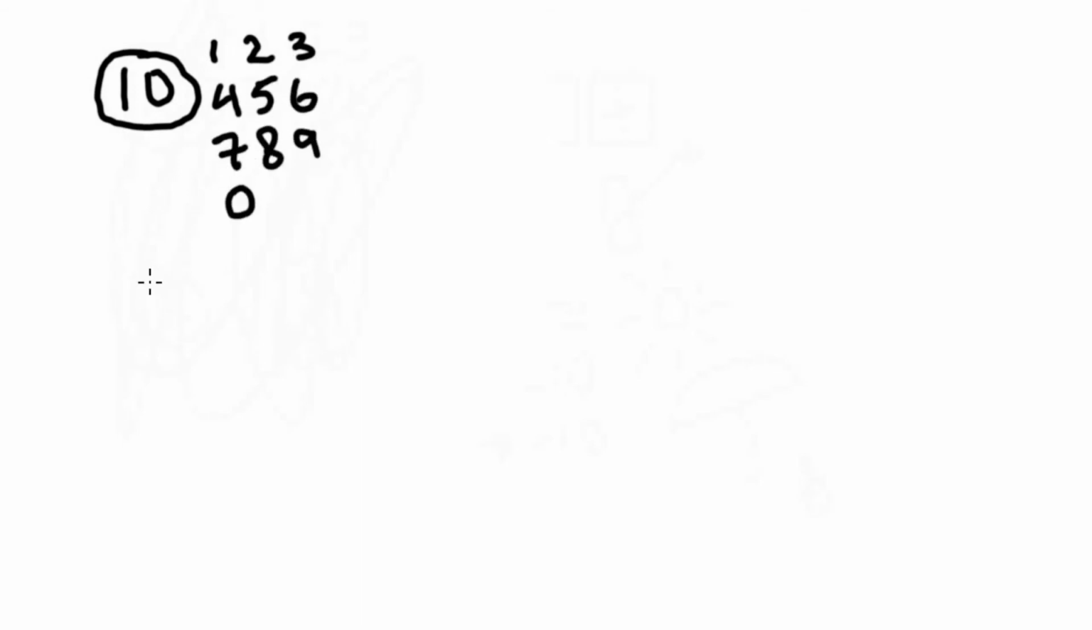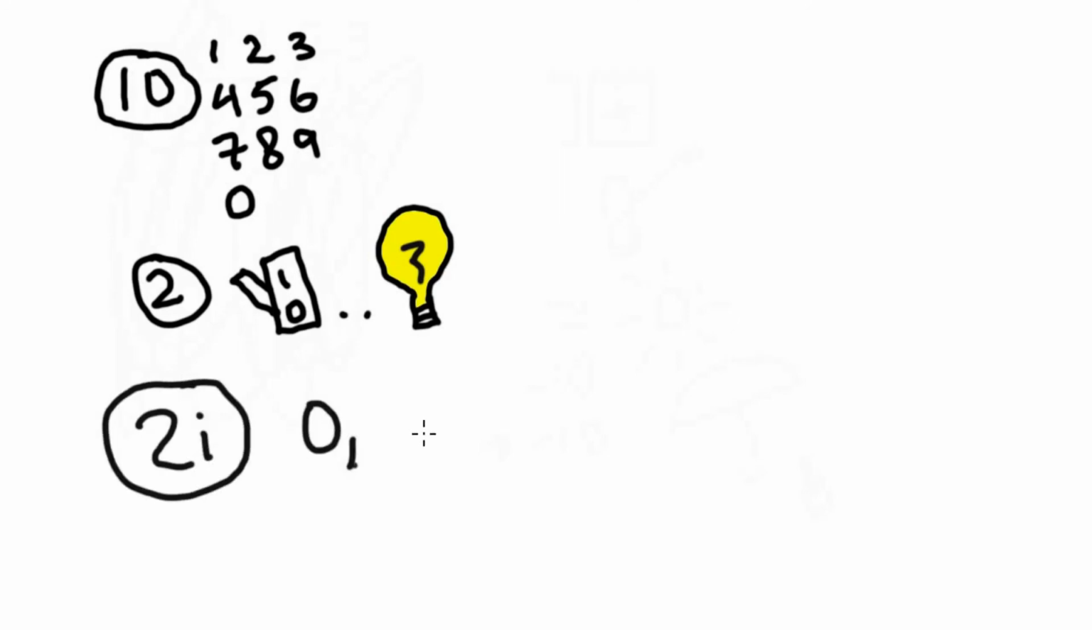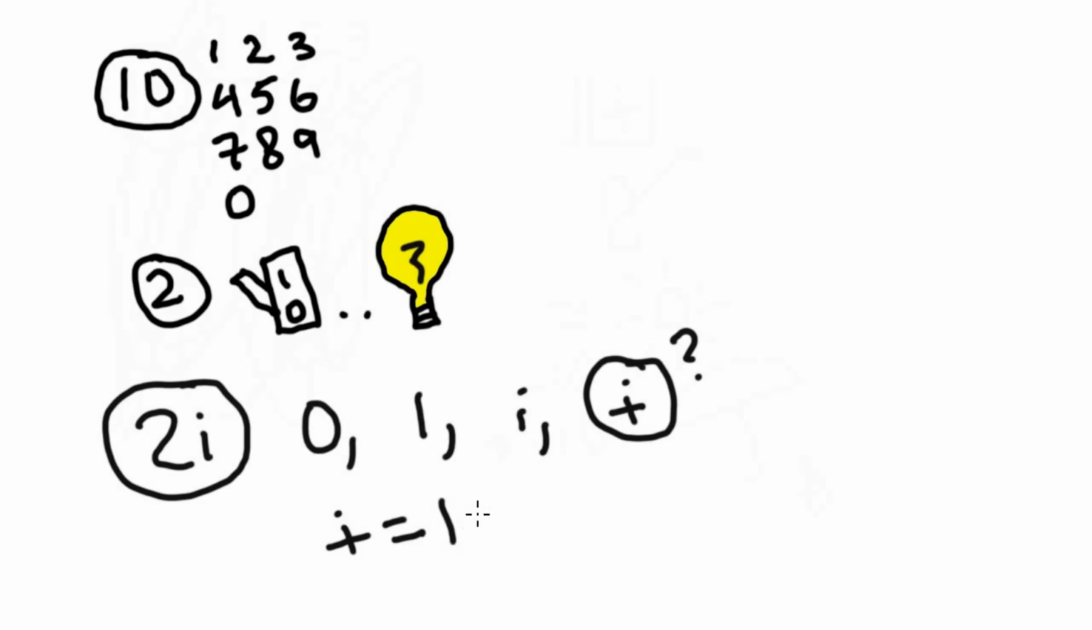Base 10 uses 10 digits: 0, 1, 2, 3, 4, 5, 6, 7, 8, and 9. Base 2 uses 2 digits, 0 and 1. IBI uses 4 digits: 0, 1, i, and ein. Now you may be wondering, what is ein? Ein is a digit we created to represent the value 1 plus i.